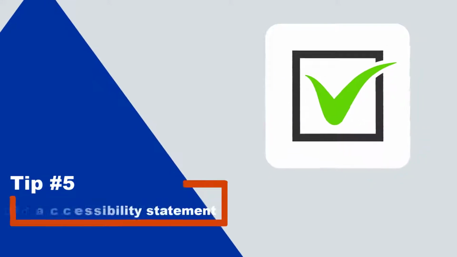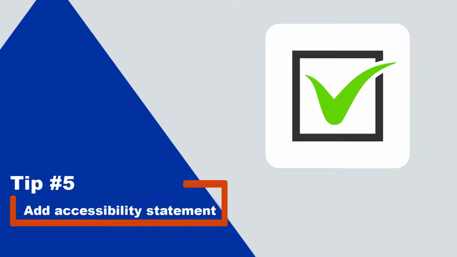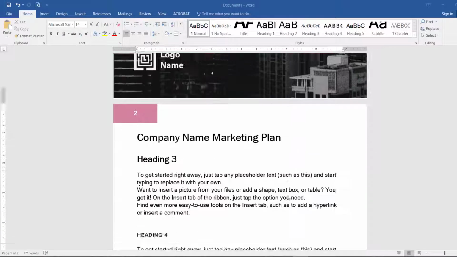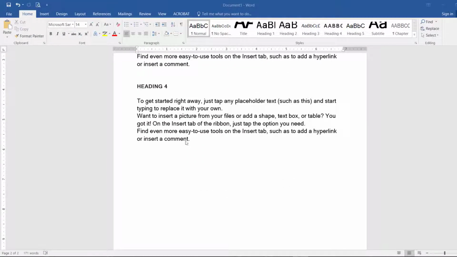5. Add accessibility statement to document. An accessibility statement provides users with contact information should they encounter any issues with the document. This can be added on the first page or in the footer of the document. For example, if you need this document in an alternative format for accessibility purposes, please contact person's name or department at email or phone number.